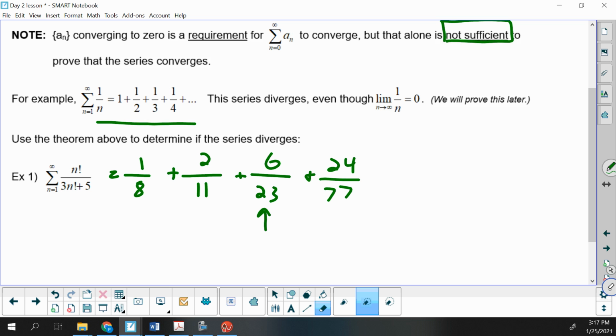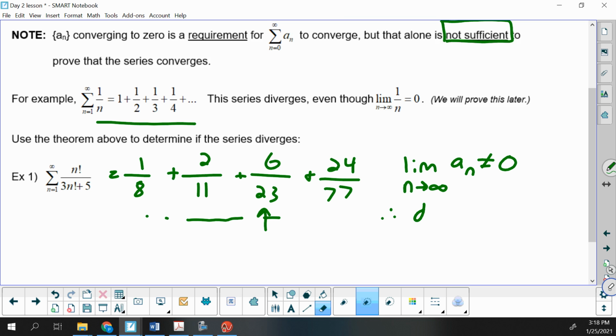If you had 24 out of 96, that would be a quarter. So 24 out of 77 is getting bigger. These values here are not getting smaller. So our limit as n approaches infinity of a_n does not equal 0. So we can say, therefore, it diverges by the nth term test.